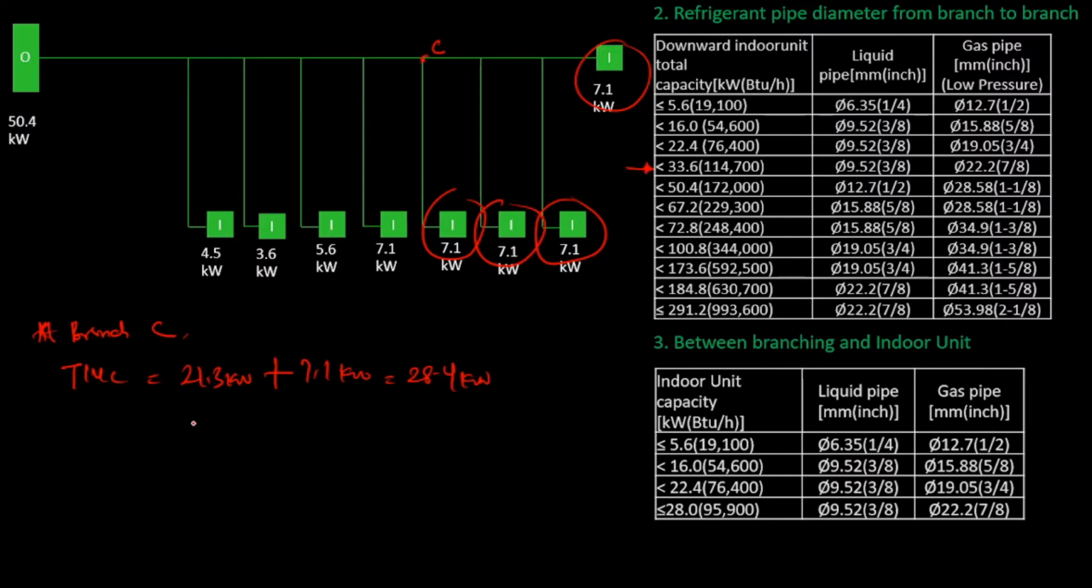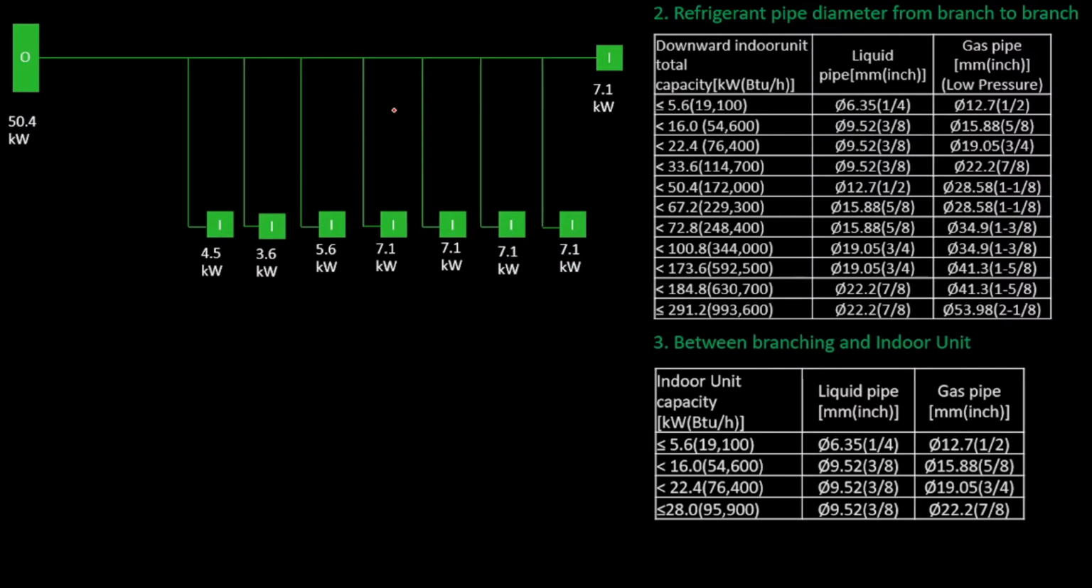So we'll say 22.4 is less than 28.4, which is also less than 33.6 kilowatts. Therefore, the right liquid pipe size to use is 9.52 millimeters, while the right gas pipe to use is 22.2 millimeters. Okay, so that's for branch C. Now for branch D, we know this is where D is, right?